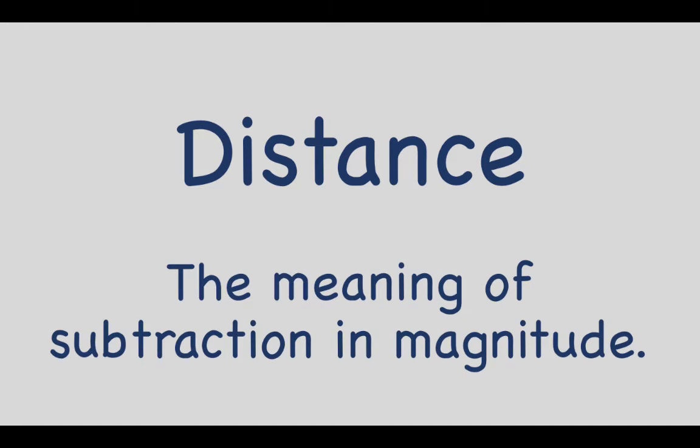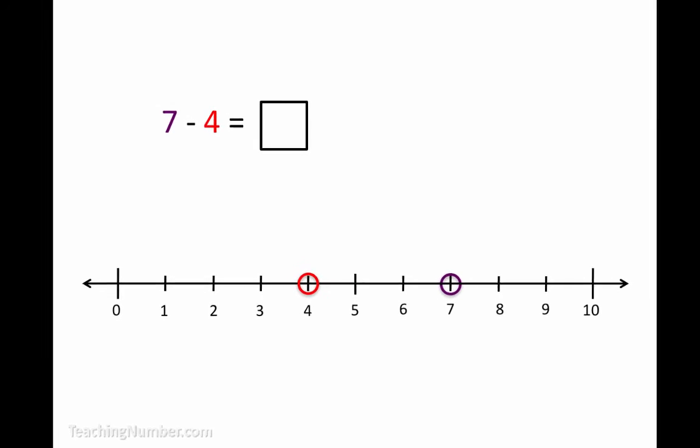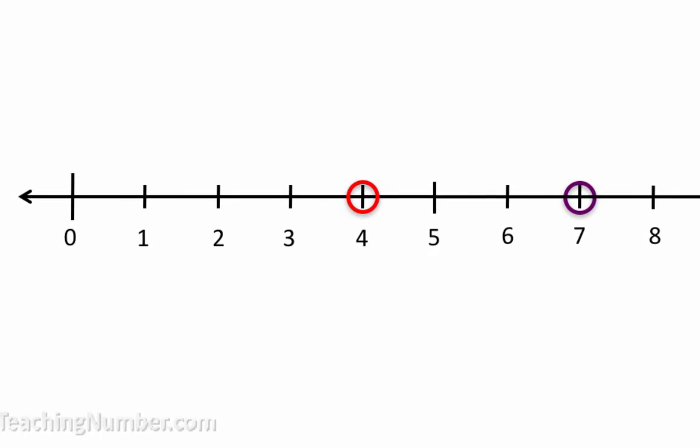We also want students to understand the concept of compensation in terms of distance, or the meaning of subtraction in magnitude. This example models the subtraction problem 7 minus 4 on the number line. If we visualize a group of 7 and another group of 4, we know that we can take 4 out of each group and keep a constant difference. On the number line, this is represented by the circles moving in the same direction.